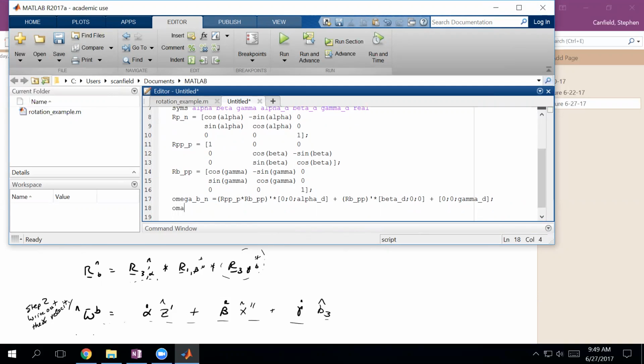I don't think I showed you this before. I may need to simplify. Well, let's see if we can simplify. We'll come back and see if we can simplify. So this is my code. This should give me the angular velocity of b relative to n. I had to do these steps. I'm going to give it a run.